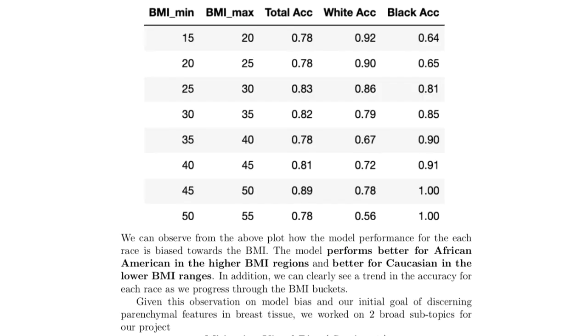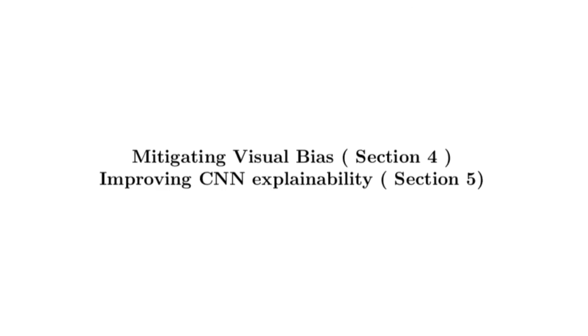However, an important observation was the existence of bias in the modeling results. We could observe that the model performs better for African Americans in the higher BMI regions and better for Caucasian in the lower BMI region. Given that the focus of our project is on identifying the differences in parenchymal patterns, it's important that the model does not focus on BMI for discriminating the races. Therefore, for our project, we focus on 2 parts: mitigating visual bias and improving CNN explainability.